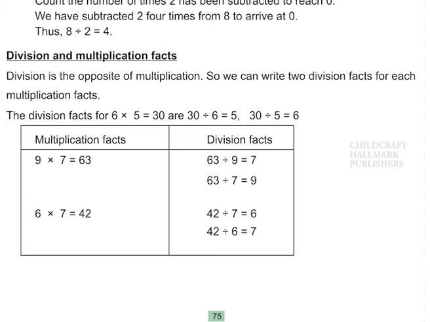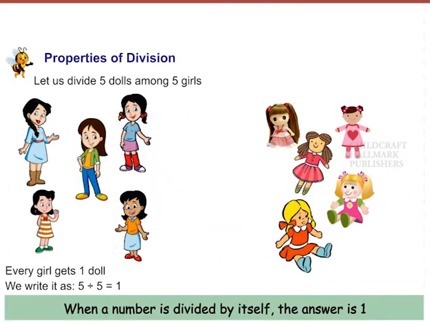Multiplication facts. 6 into 7 is equal to 42. Division facts. 42 divided by 7 is equal to 6. 42 divided by 6 is equal to 7. Properties of division. Let's divide 5 dolls among 5 girls. Every girl gets 1 doll. We write it as 5 divided by 5 is equal to 1. When a number is divided by itself, the answer is 1.